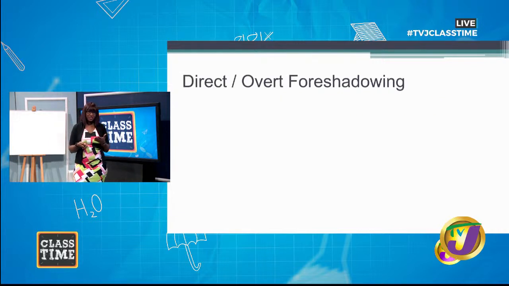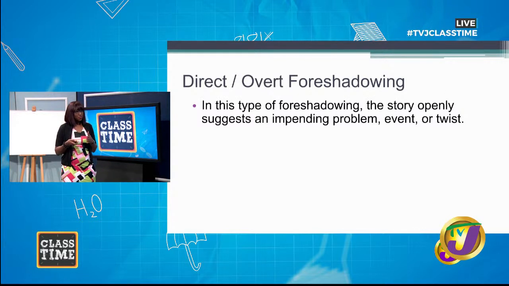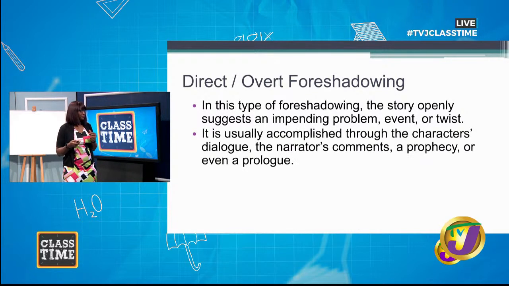Now, it comes in various types. So you have direct or overt foreshadowing. Now, in this case, what you do is openly suggest that a problem is coming up, or an event is coming up, or a twist is coming up. You achieve this through your characters' dialogue. So the characters can talk about the coming events. Remember, we spoke earlier about how you can use dialogue. So here's where it can drop in again. The characters are going to talk about an upcoming event.